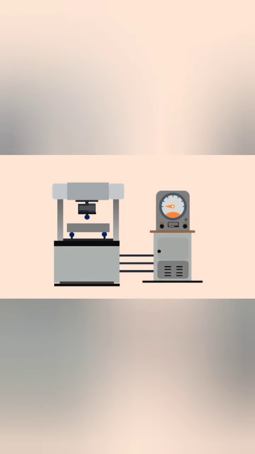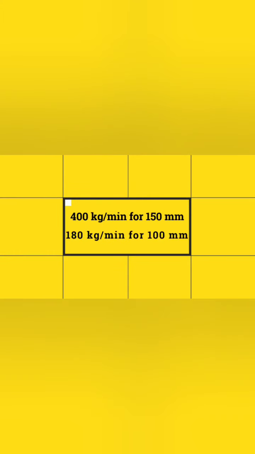The specimen is placed on the rollers and centered with the longitudinal axis of the specimen. The load is applied at a rate of loading of 400 kg per minute for the 150 mm specimens and at a rate of 180 kg per minute for the 100 mm specimens.